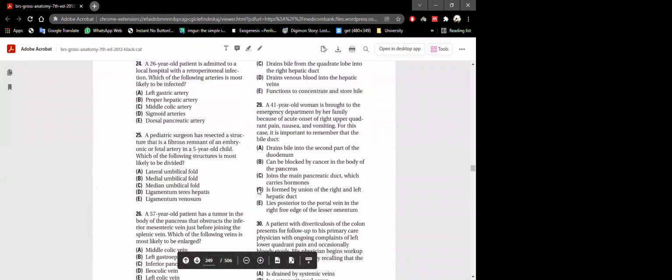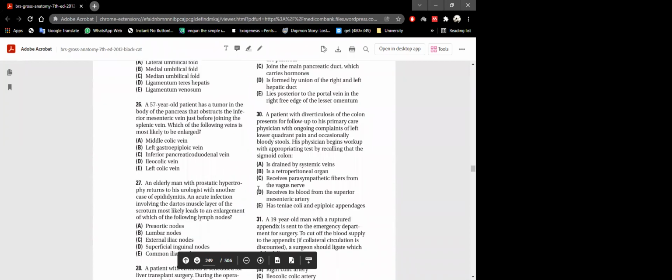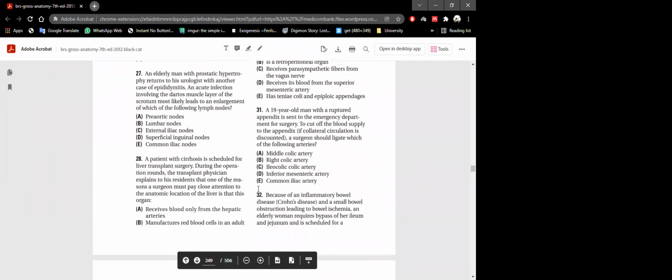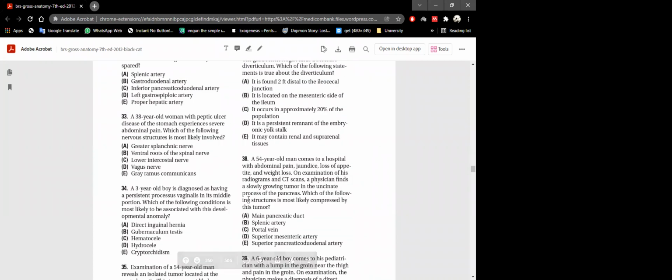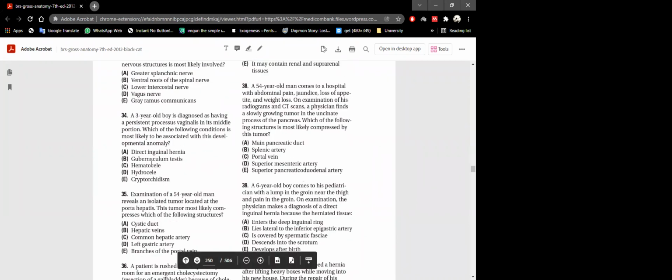Where are we? Middle colic artery. I think this one. No.